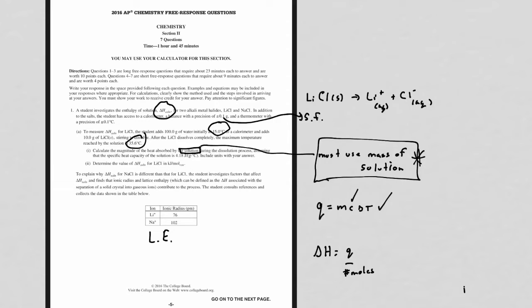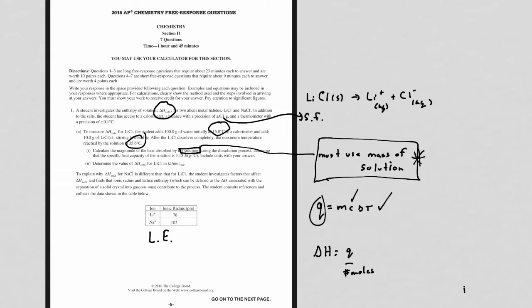Now, once you're done with figuring out the value for Q, that's part A, right? You're going to have to figure out the delta H of solution. Remember, delta H is Q divided by the number of moles, in this case, of lithium chloride dissolved. So you have to be careful. Are you using the whole solution? Are you just talking about the water? Or are you talking about the solute? What they want you to know is how much energy is being absorbed by the water. The temperature of the water went up.